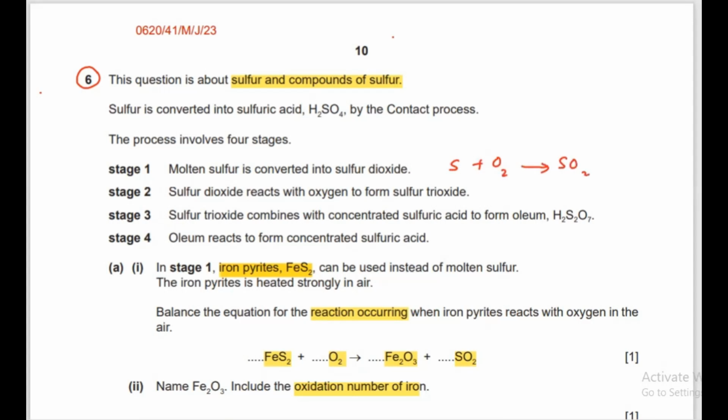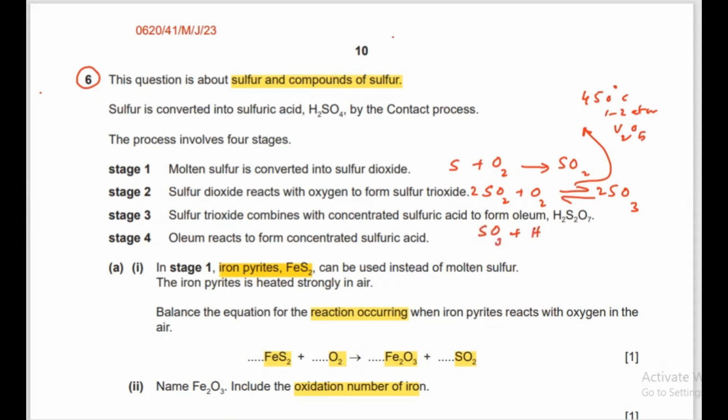Sulfur dioxide reacts with oxygen to form sulfur trioxide. This is sulfur dioxide combined with oxygen to make sulfur trioxide. This is the balanced chemical equation. The specific conditions are a temperature of 450 degrees Celsius, 1 to 2 atmospheric pressure, and vanadium pentoxide as a catalyst. Then sulfur trioxide combines with the concentrated sulfuric acid.